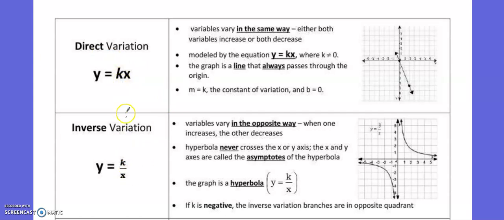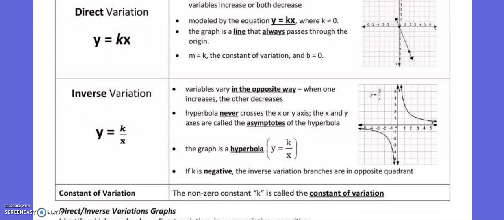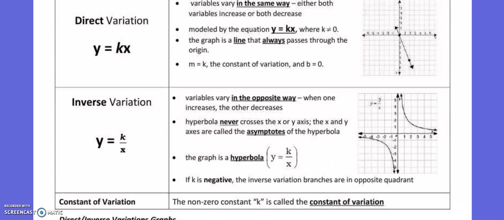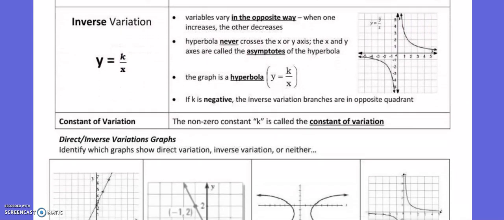Notice that in both direct and inverse variation equations, you have a k, you have a y, and you have an x. They're just in different places in the equation. If k is negative, the inverse variation branches are in opposite quadrants. K is also called the constant of variation. It's that value of k. It's really the slope in your direct variation equation.